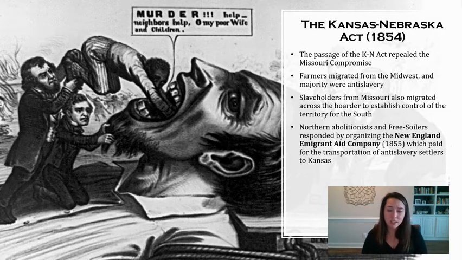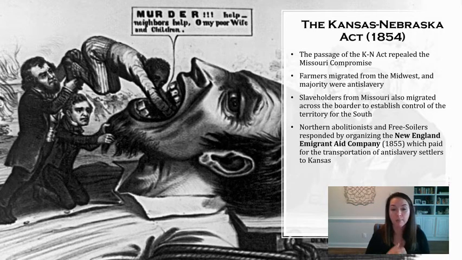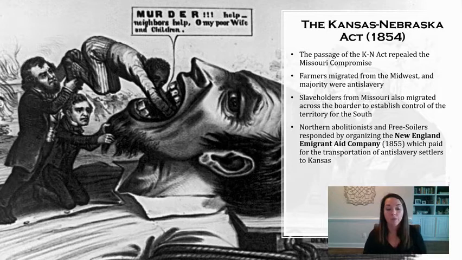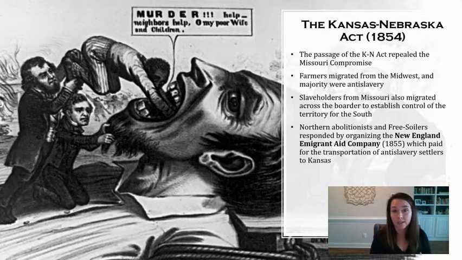They want free labor. They want economic opportunity for themselves as small farmers. However, slaveholders from Missouri had also started to migrate into Kansas, and it becomes this political pawn, if you will, in Kansas, where pro-slavery people are just moving into Kansas in order to vote, in order to make it a slave state.